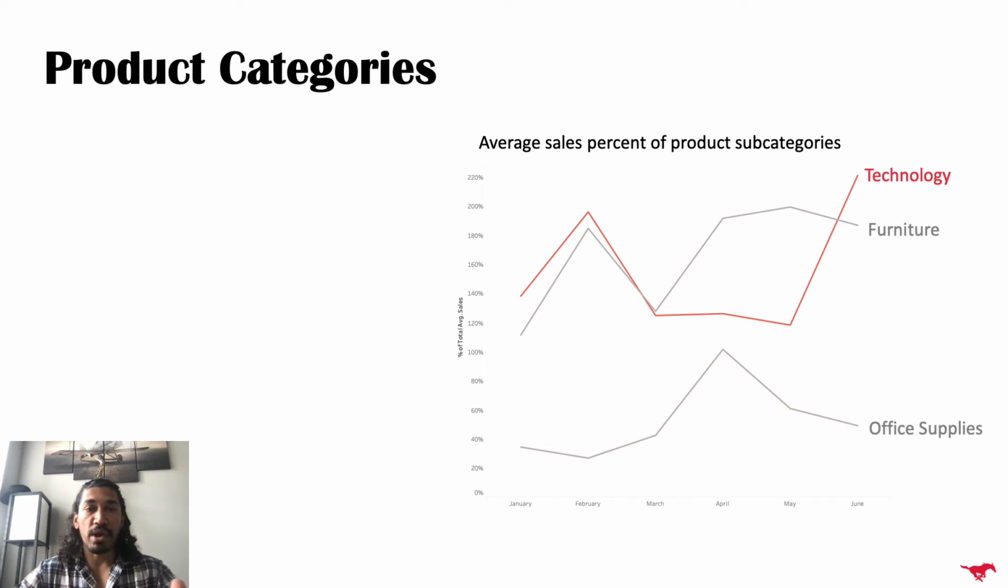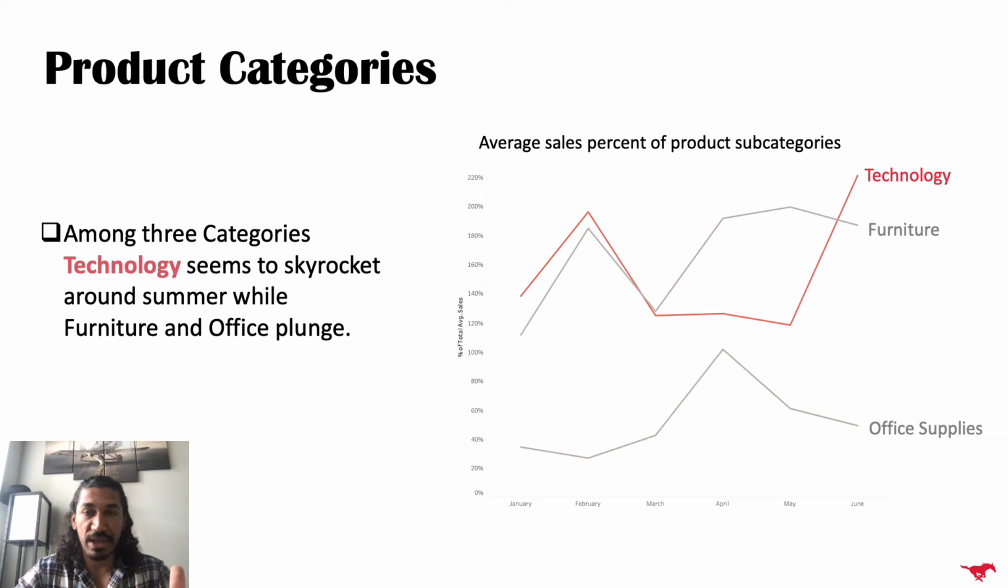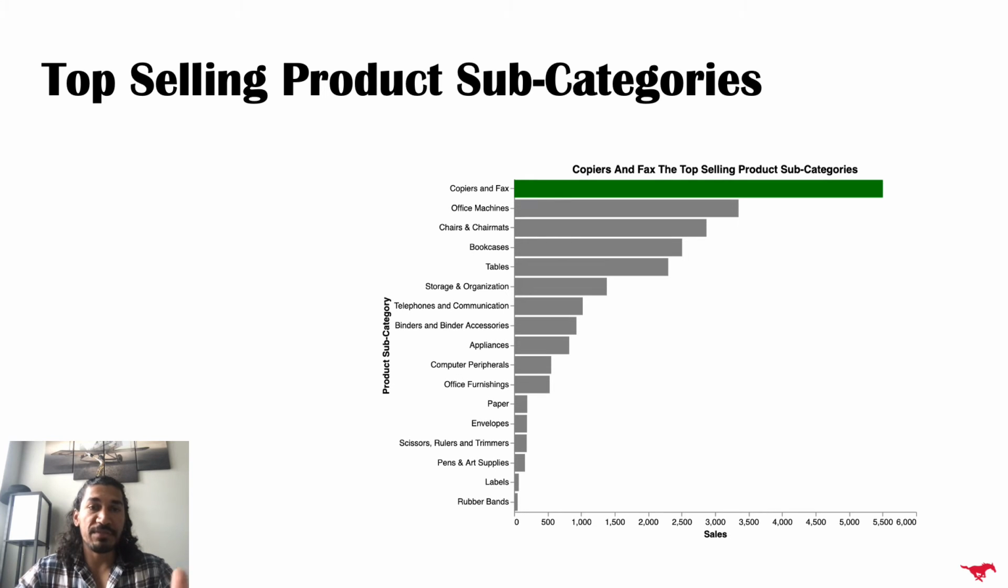Now looking at the product categories, we see that office supplies is the least selling and furniture is, on average, the highest selling. But when you look at technology, what's interesting is that as we progress towards the summertime, both furniture and office supplies tend to trend down, but technology actually skyrockets and starts increasing pretty high. Now looking at the different subcategories, our highest selling products are copiers and fax machines, and the least one is rubber bands, for some reason.